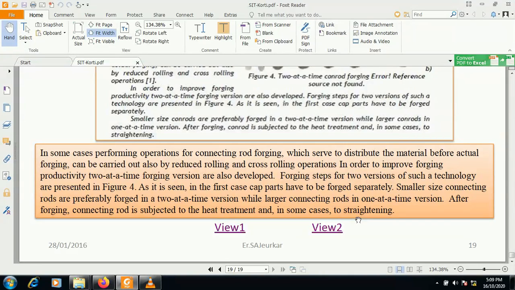As is seen in the first case, cap parts have to be forged separately. Smaller size connecting rods are preferably forged in the two at a time version. If the size of the connecting rod or any kind of forged product is small, then we can go for the two at a time version, and if the size is larger, we can use the one at a time version to manufacture that particular product.